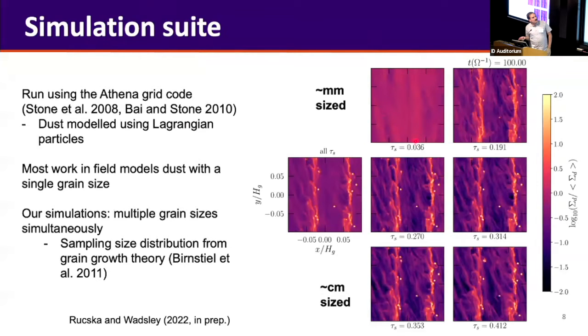The size is controlled by this parameter here. It's a dimensionless drag stopping time. We don't need to know the details right now. Just keep in your mind that it's linear in size. And these grains, when you convert to physical units, are about millimeter, and then these grains are about centimeter in size.